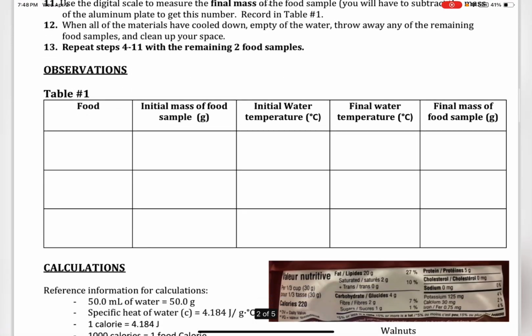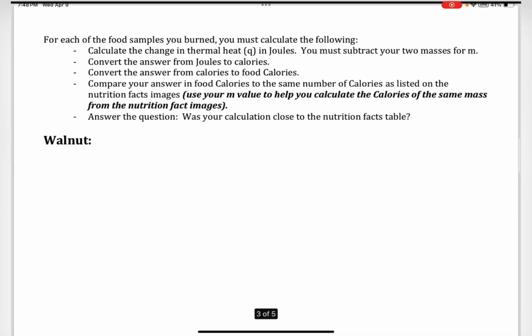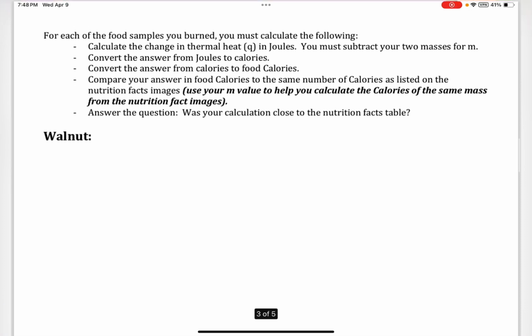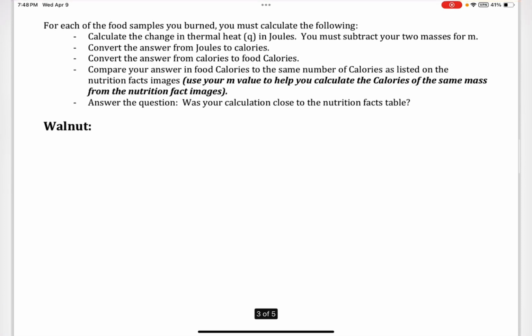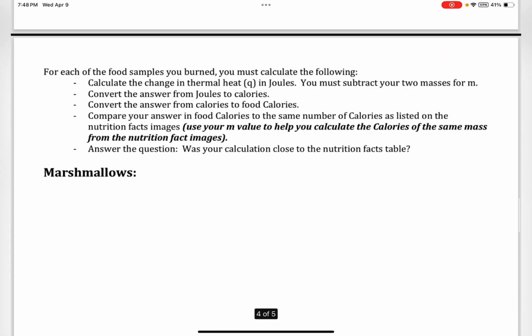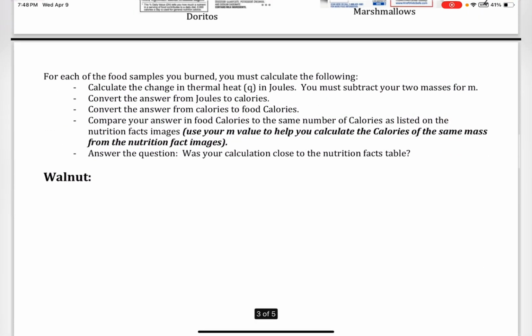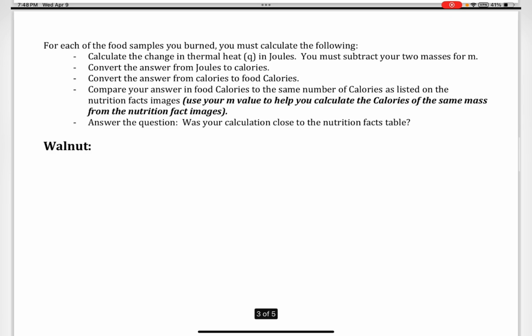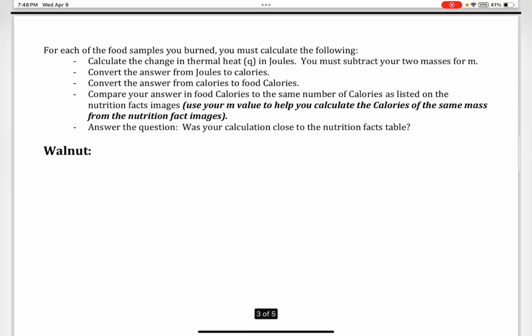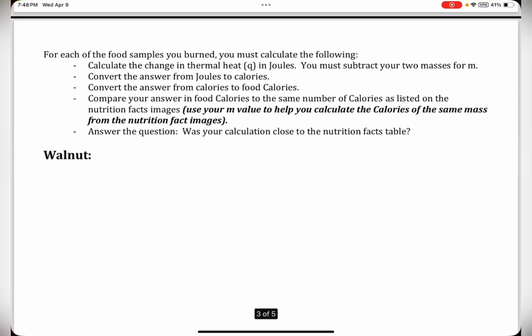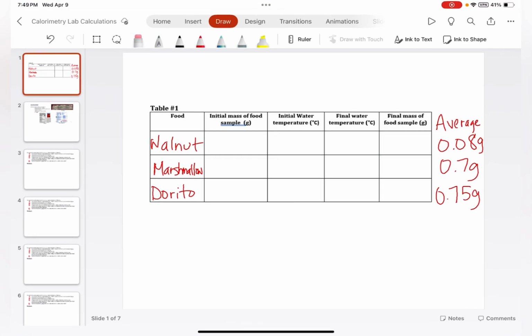All right, so I want to show you how to do the calculations for the first food sample, which is the walnut. We're going to do this one together. It won't count for marks because we're going to do it together. And you are going to do your own calculations for the marshmallow and Dorito food samples the exact same way we're doing for the walnut, but you're going to have different numbers, obviously. So let's just begin with that. I will go to PowerPoint.